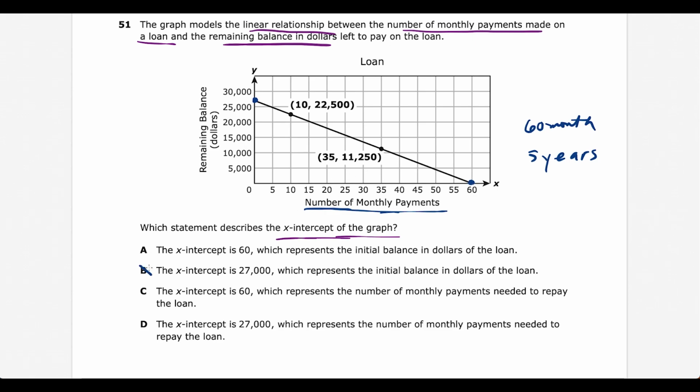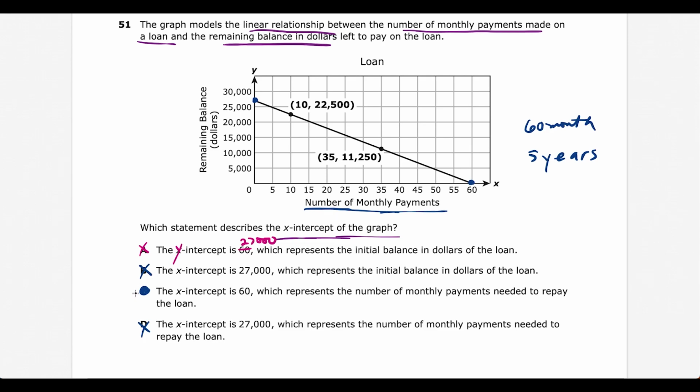So right away, these two choices are out because they're talking about the y-intercept. And this represents the number of monthly payments needed to repay the loan. Choice A is no good because it represents the initial balance in dollars of the loan. That would be the y-intercept. So this one is out, but it would be true if the y-intercept is 27,000 and this represents the initial balance, then A would be good, but we're talking about the x-intercept.